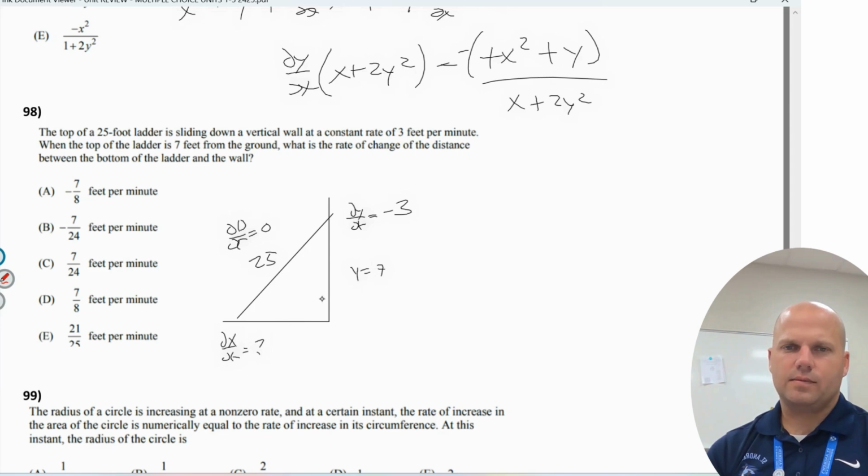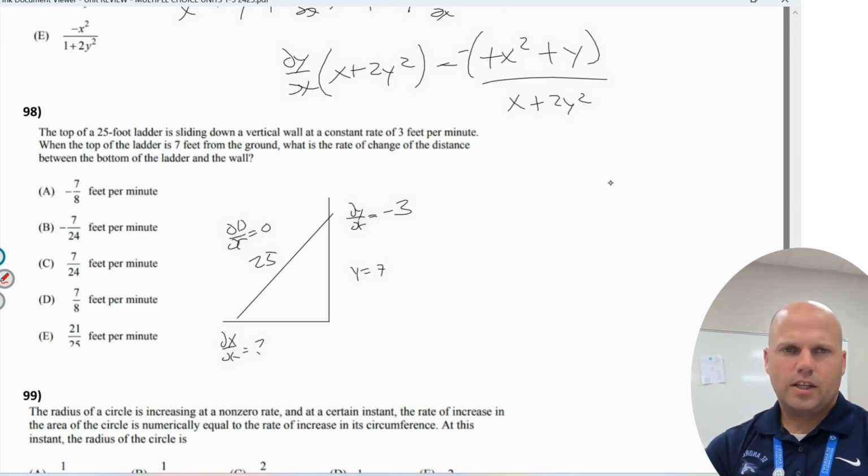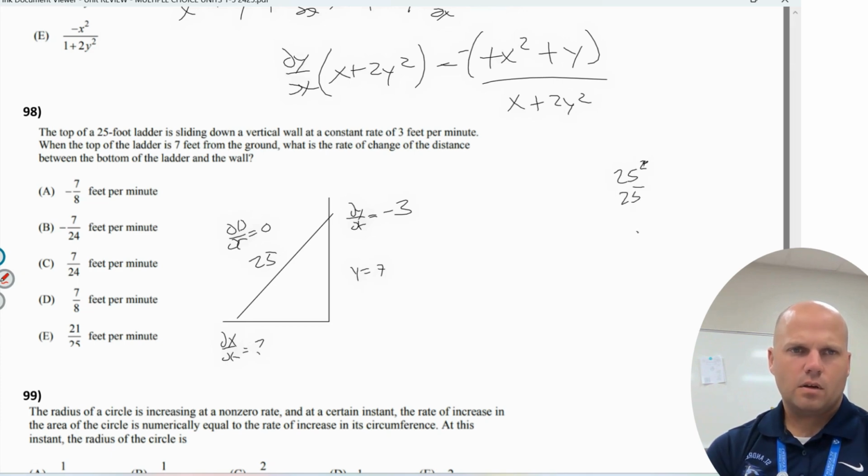What is this triangle? A squared plus 7 squared is 25 squared. I don't know. What the heck is 25 squared? 625? This stinks. Why don't I get a calculator out? Yeah, 625. So I need 625 minus 49.